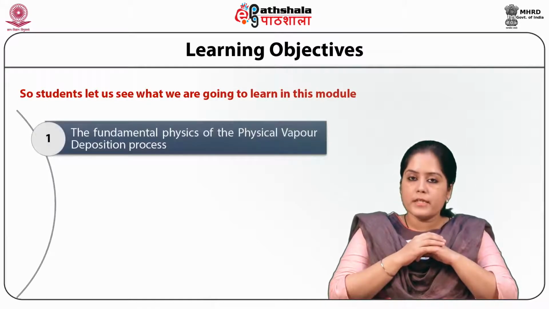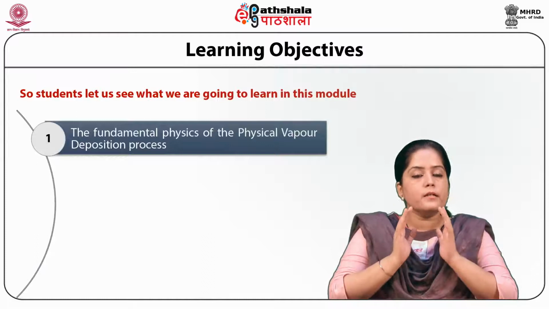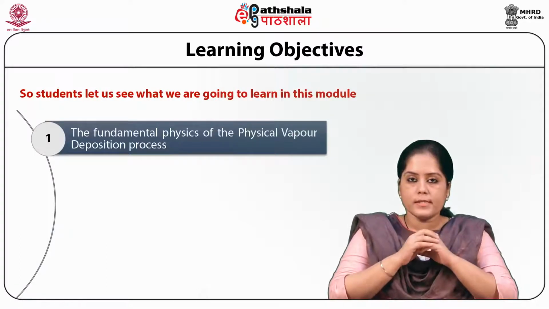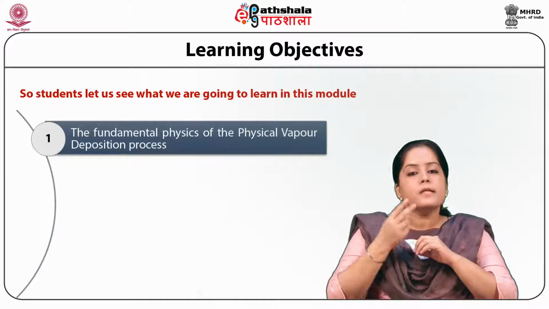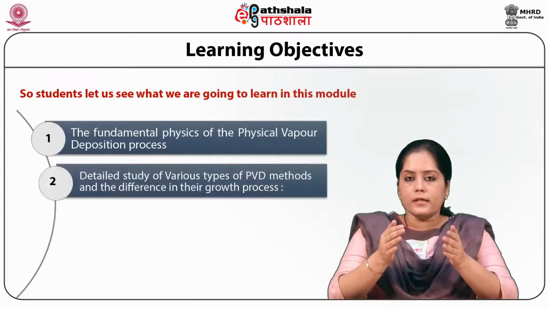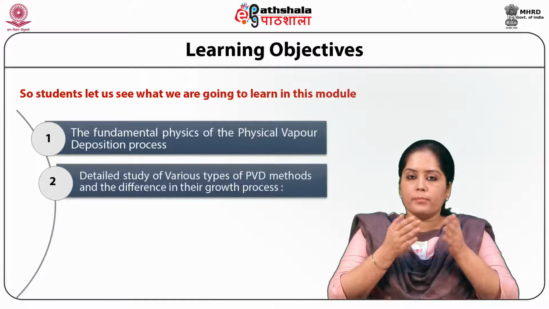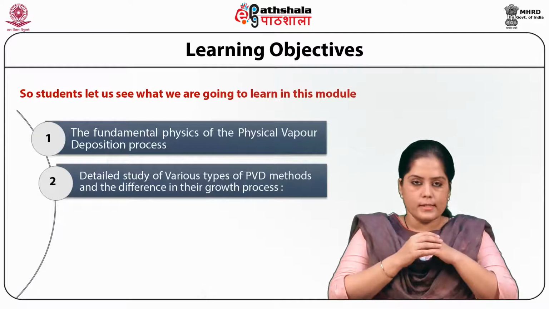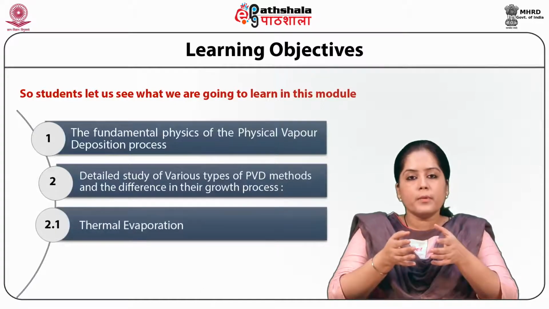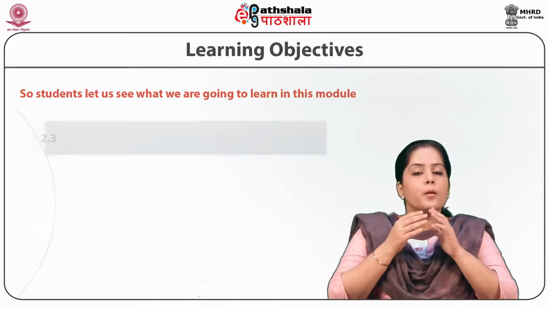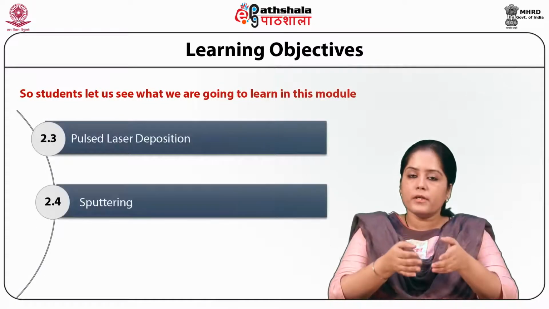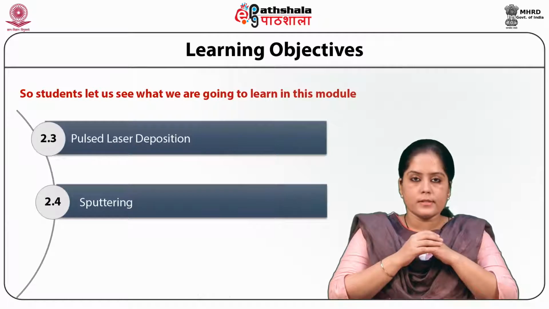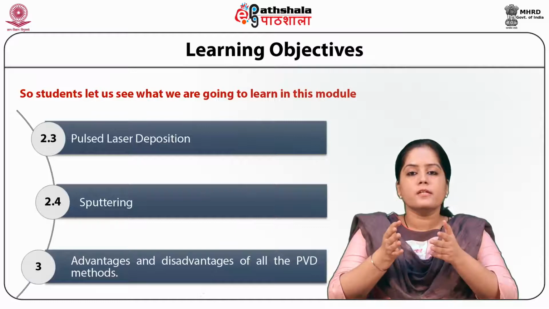First, the fundamental physics of the physical vapor deposition process will be discussed. Second, a detailed study of various types of PVD methods and the difference in their growth processes. Thermal evaporation, E-beam evaporation, pulse laser deposition, and sputtering techniques will be discussed. Lastly, we will also study the advantages and disadvantages of all the PVD methods.